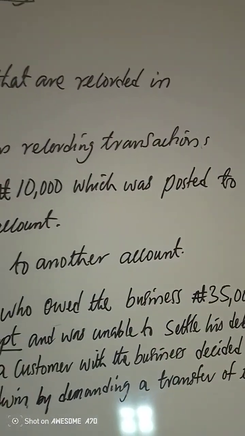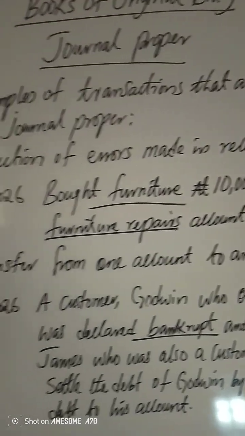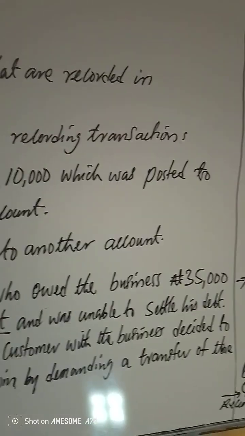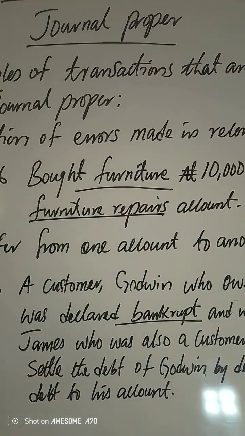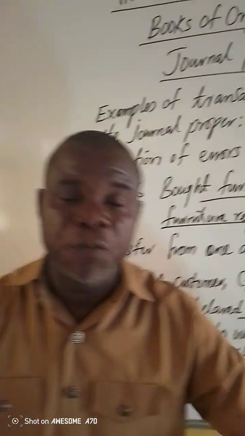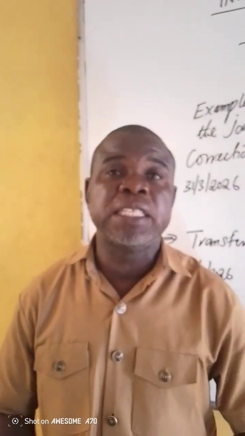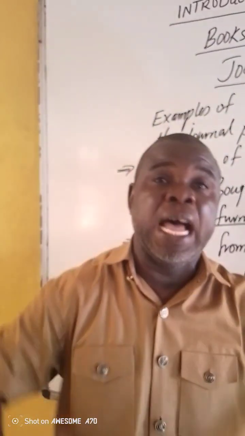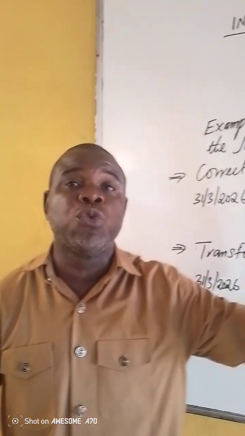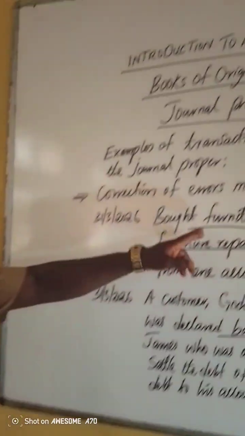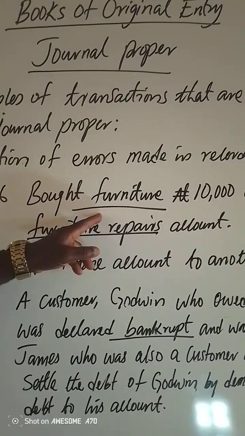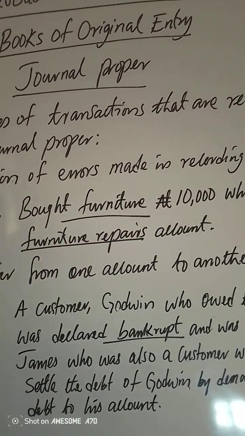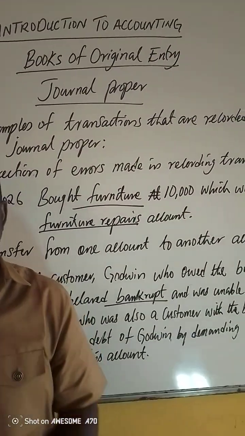One of the errors is something like this. On the 31st of March 2026, bought furniture 10,000, which was posted to furniture repairs account. This is an error because in accounting we have what is called classification of accounts. Accounts are classified into two, personal and impersonal. And impersonal is classified into real and nominal. So we discover that furniture account, which is an asset purchase, falls under real account, while furniture repairs falls under expenses account, which is under the impersonal account.